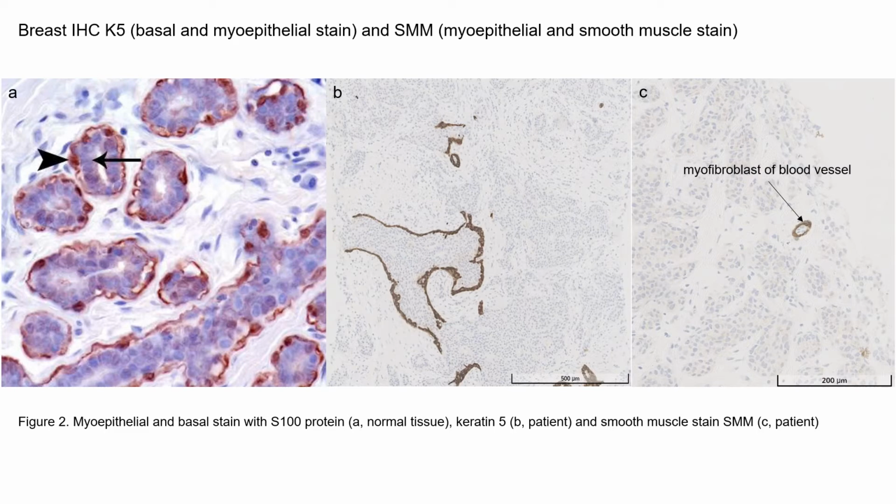Loss of circumscribed myoepithelial cell layer with smooth muscle myosin staining is also a useful diagnostic tool in recognition of invasive carcinoma. Only myofibroblasts within blood vessels will stain.